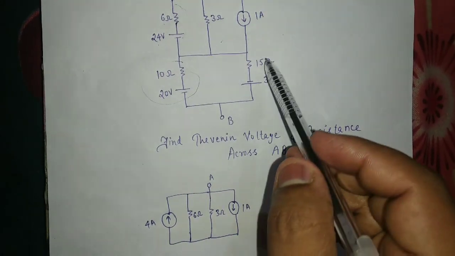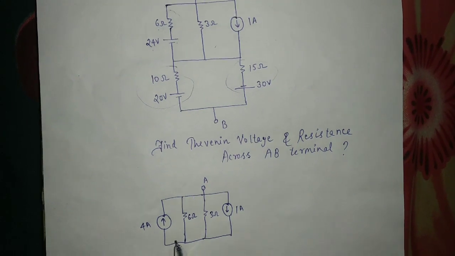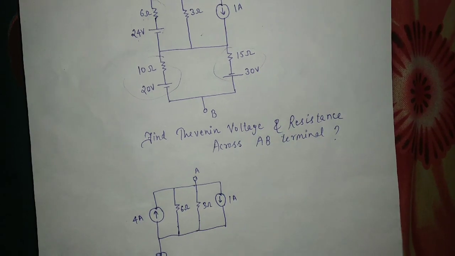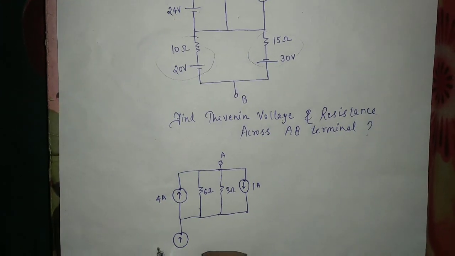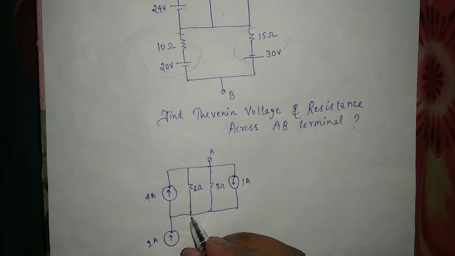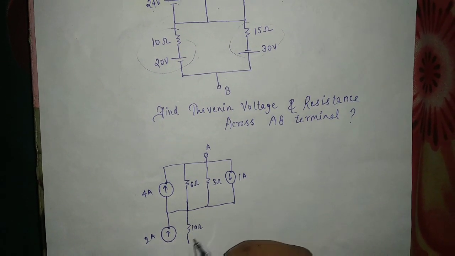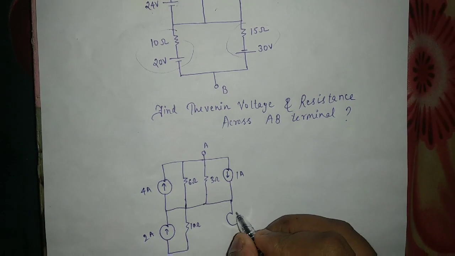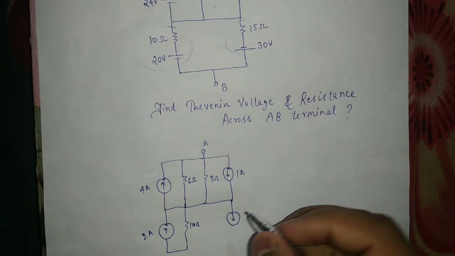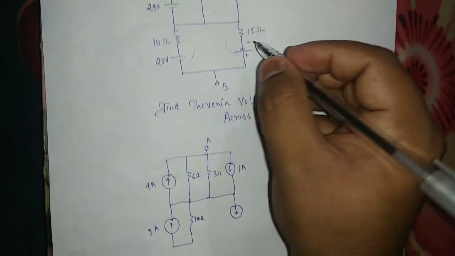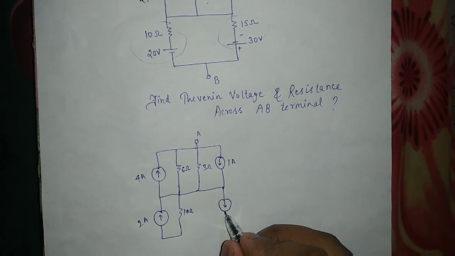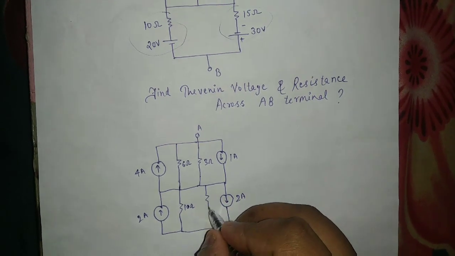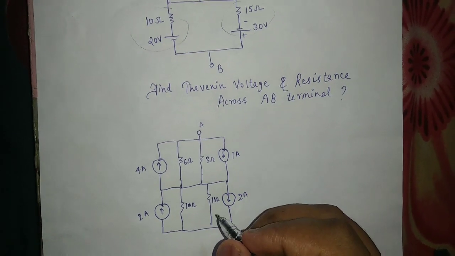Similarly, these two convert it into a current source, so it is 20 by 10, that is 2 ampere in upward direction, in parallel with 10 ohm. Similarly this 30 by 15 is 2 ampere in downward direction, because it is opposite direction, and here 15 ohm.